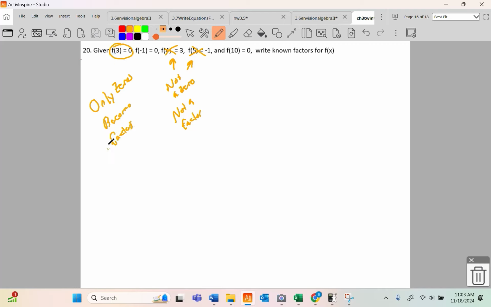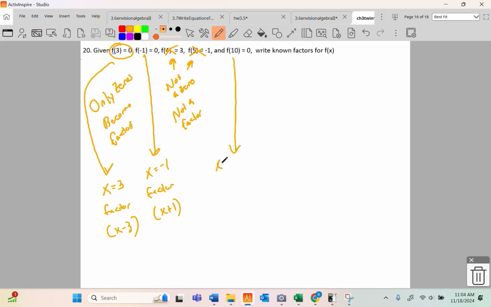So this guy literally says x is 3. The factor has to be x minus 3. This guy literally says x is -1. The factor is x plus 1. This dude says x is 10. The factor is x minus 10, because that's how it works. You change the stinking sign.